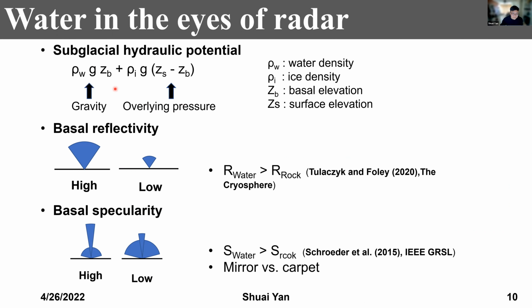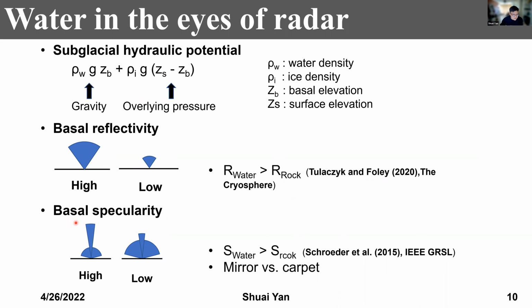And for the water to be stable, this potential energy has to be constant across the whole water body. And the next one is basal reflectivity. Basically, it is how much energy can be reflected back toward our radar sounder. And of course, water would have a much higher reflectivity than the rock.